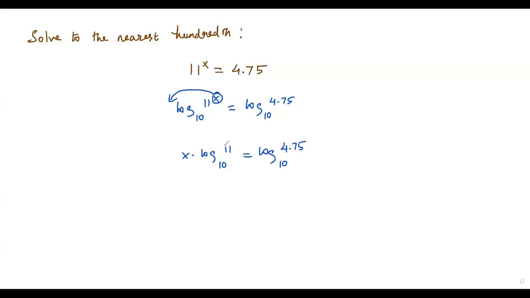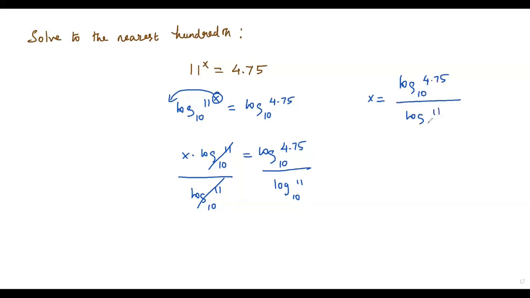To solve for x, I have to get rid of this log 11 to the base 10, so I divide both sides by log 11 to the base 10. This cancels out, and I get x equals log 4.75 to the base 10 divided by log 11 to the base 10. Now we can use the calculator to get the value of log 4.75 to the base 10.